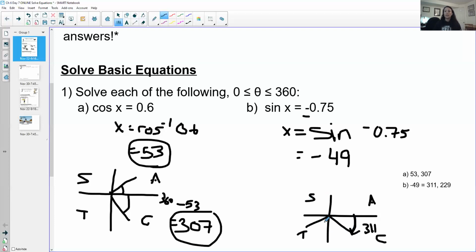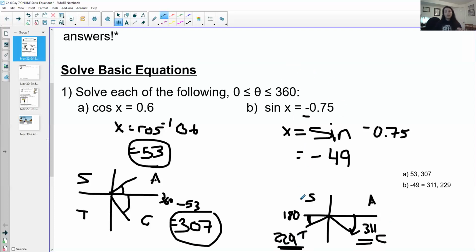If this is 49 degrees, this should be the 49 degrees. So I'm going to take 180, because that would be half of a circle, and add my 49 degrees in this case to get my 229 degrees. So in this example, I've got 229 and 311 in order to make my statement true.